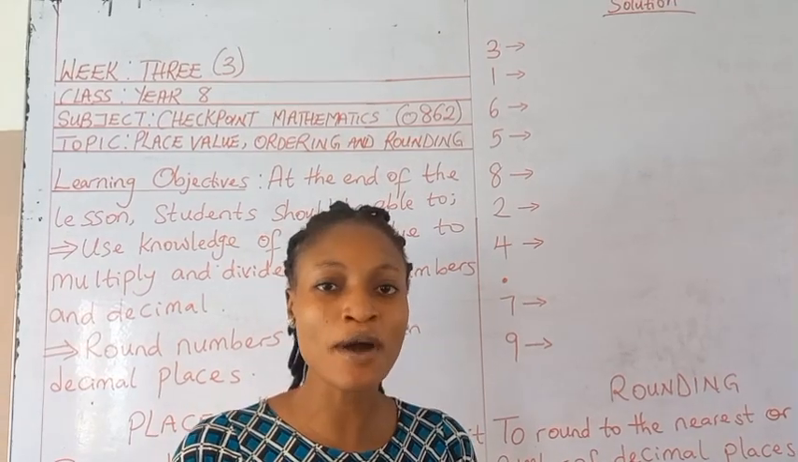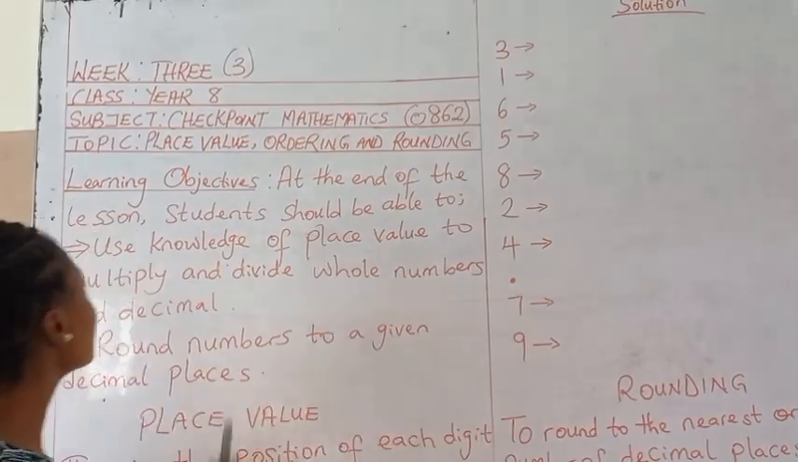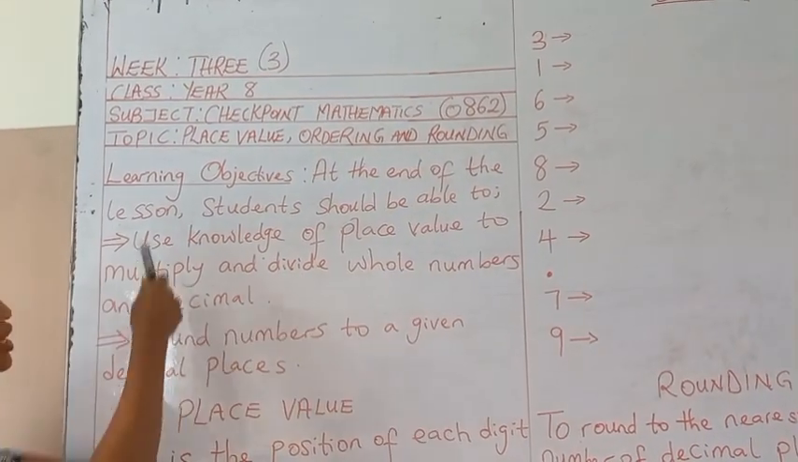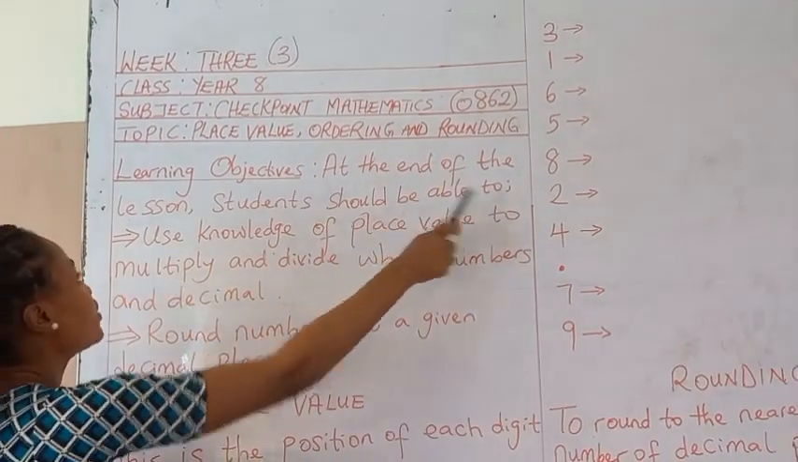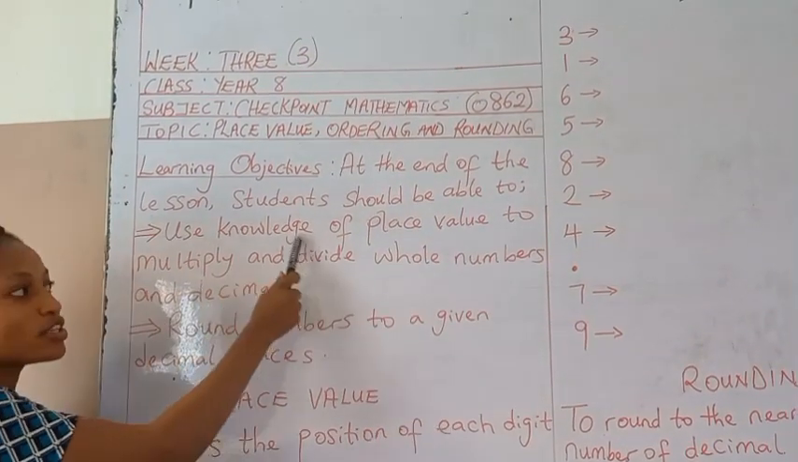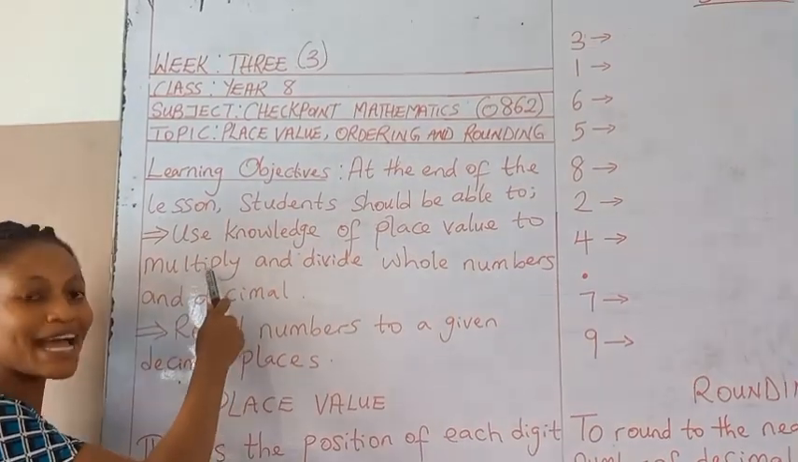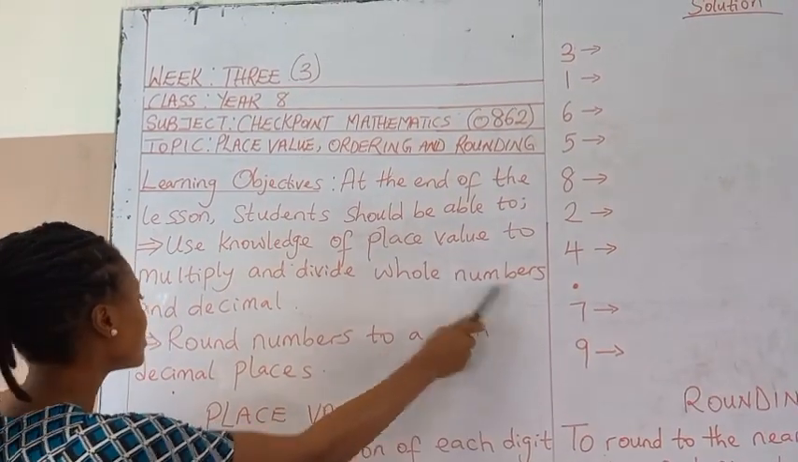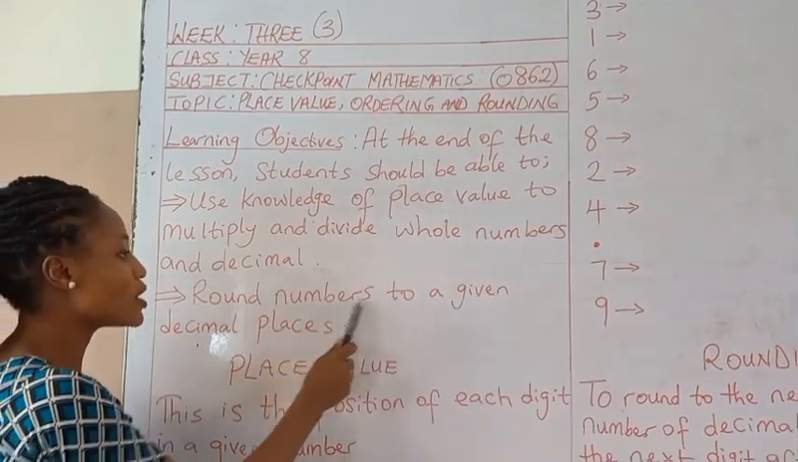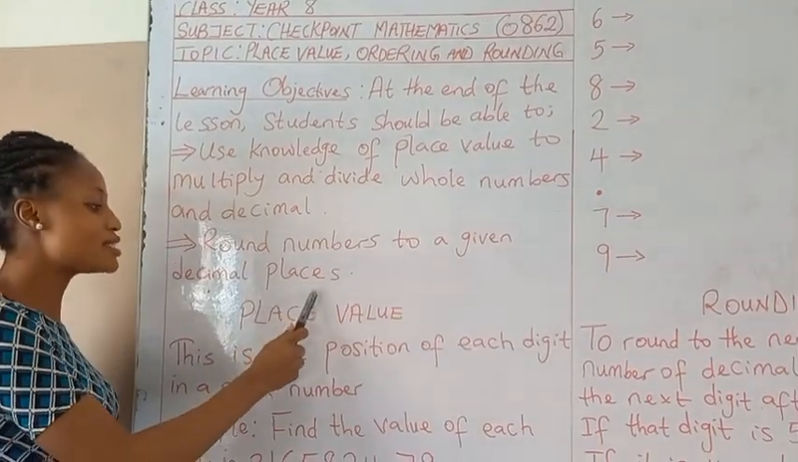Our last topic was powers and roots, and today we'll be treating place value, ordering, and rounding. Our learning objectives are: at the end of the lesson, students should be able to, one, use knowledge of place value to multiply and divide all numbers and decimals. Secondly, you should be able to round numbers to a given decimal places.